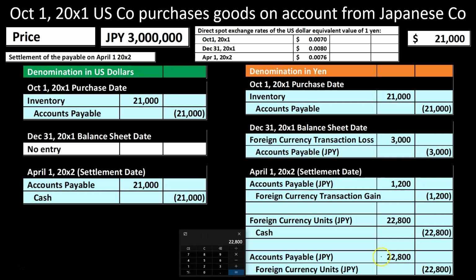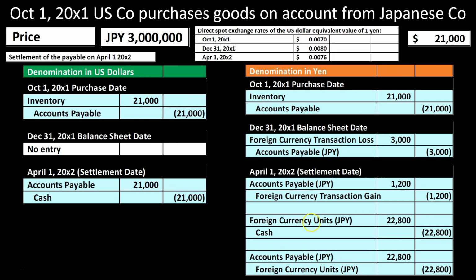Then we'll be paying off the payable, meaning the payable will go down to 0 with a debit, decreasing what was currently on the books at 22.8 down to 0, reflecting the fact that we owed 22.8, which really reflected the 3 million yen in US dollar equivalents. Now that US dollar equivalent has gone down, the 22.8, because we actually paid the 3 million yen. So that's going to be a quick example.